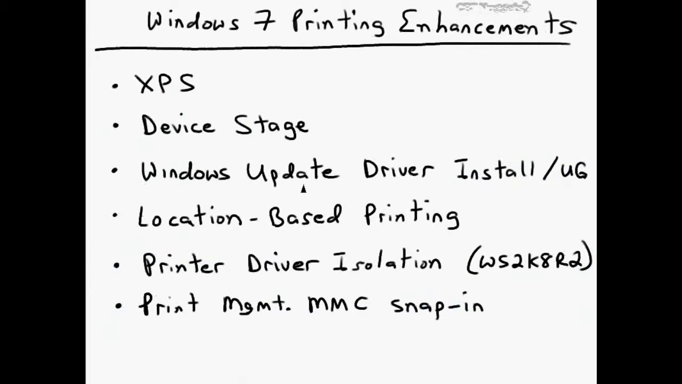Windows 7 printing enhancements. This whiteboard contains some of the new and/or enhanced features in Windows 7 with regard to the printing subsystem. As I mentioned in the previous whiteboard, we have this XML Paper Specification. The reason why I'm calling this out again is that in Windows 7 you'll see an XPS Writer virtual printer, and I want to make sure you understand what that is so you can explain it to your users.